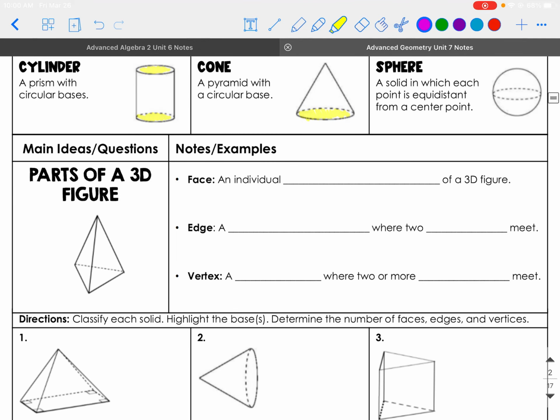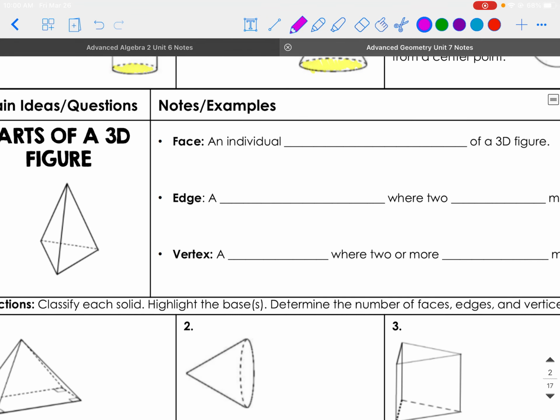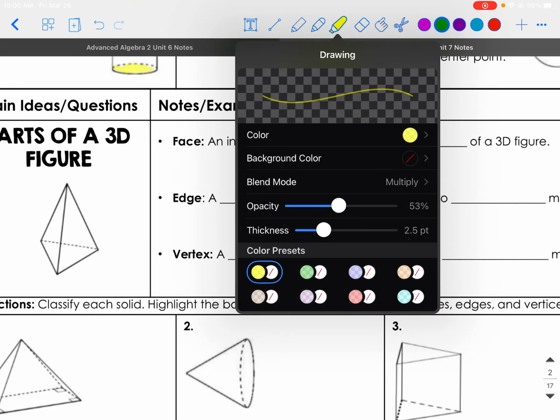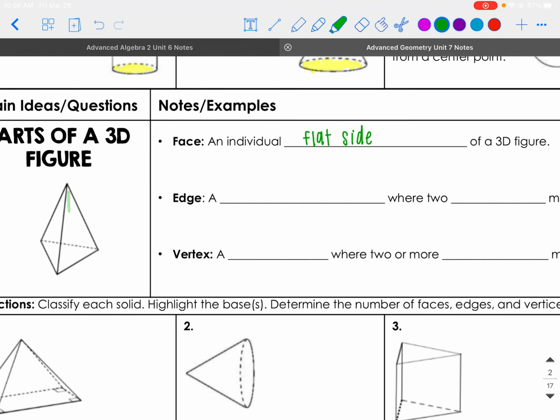So some parts of a 3D figure. The first one is a face. A face is any flat side of a 3D figure. That may be the base, but it could be any of the sides. So for example, this right here that I'm coloring in so beautifully, that is a face.